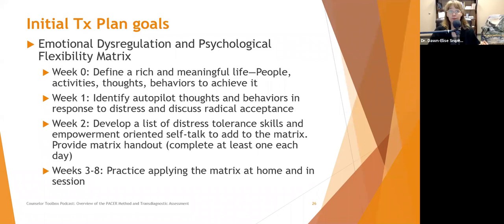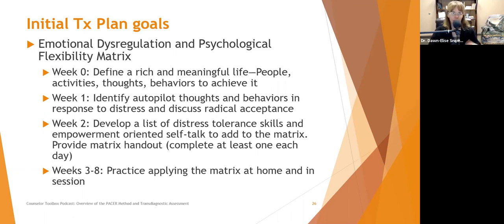Remembering that sleep deprivation upregulates the HPA axis, which can negatively impact blood sugar management. Emotional dysregulation and psychological flexibility matrix.